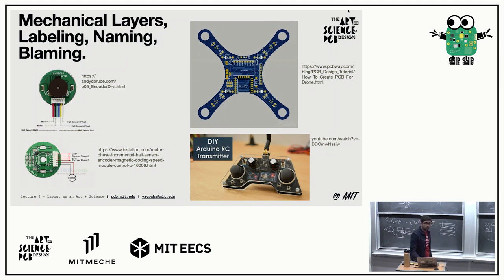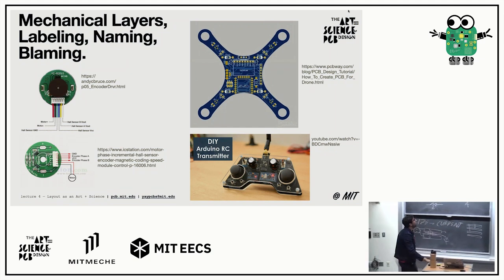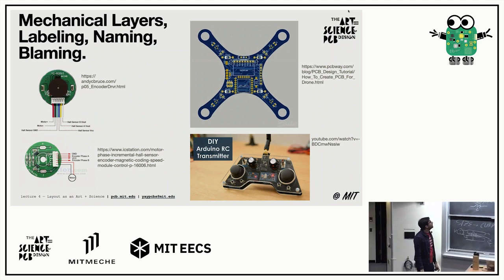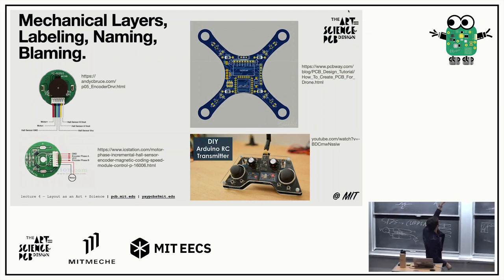Mechanical layers, you can do some fun stuff with PCBs. You can make a PCB any shape you want, really. It depends on the application where it's going in. So this is an encoder chip for a motor that was designed to fit right onto the back of a motor and mount the encoder to.